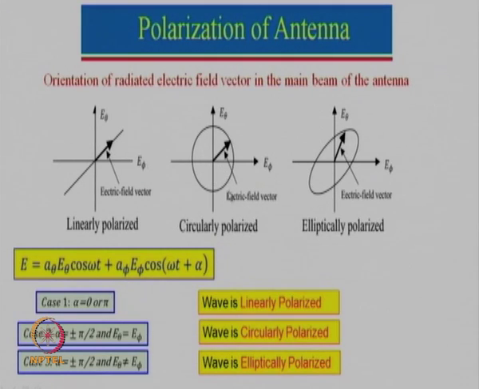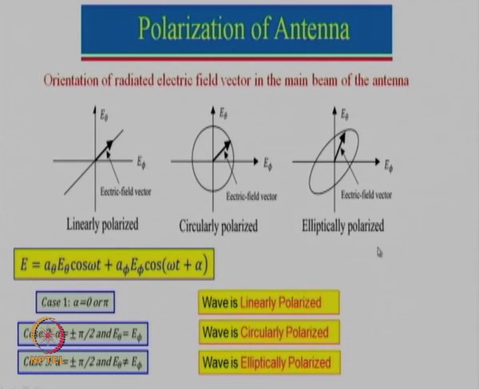Here also it depends upon whether it is rotating in this fashion or in the other fashion. So, it is known as left hand circular polarization or right hand circular polarization. If this case is not met, then it can be linear or elliptical. In linear, if alpha is 0 or pi, it will be linearly polarized, and for all other cases it will be elliptically polarized.